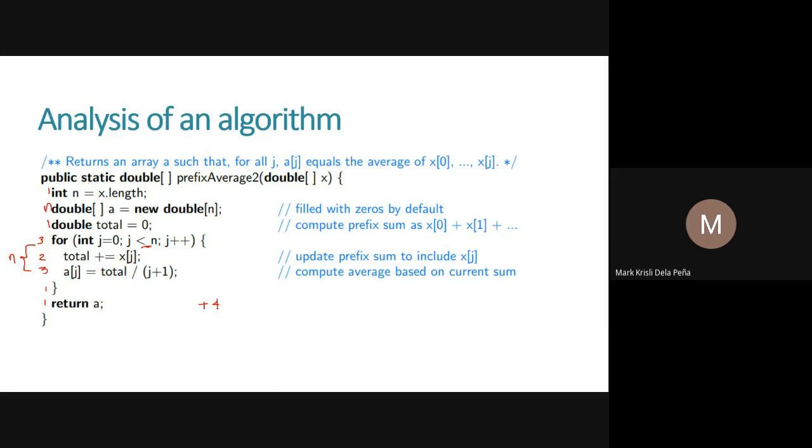Then we have this: 7, 8, n. However, we also have n here, so that will be 9n, which means our big O is n. And our C is 13 when n is greater than or equal to 1.